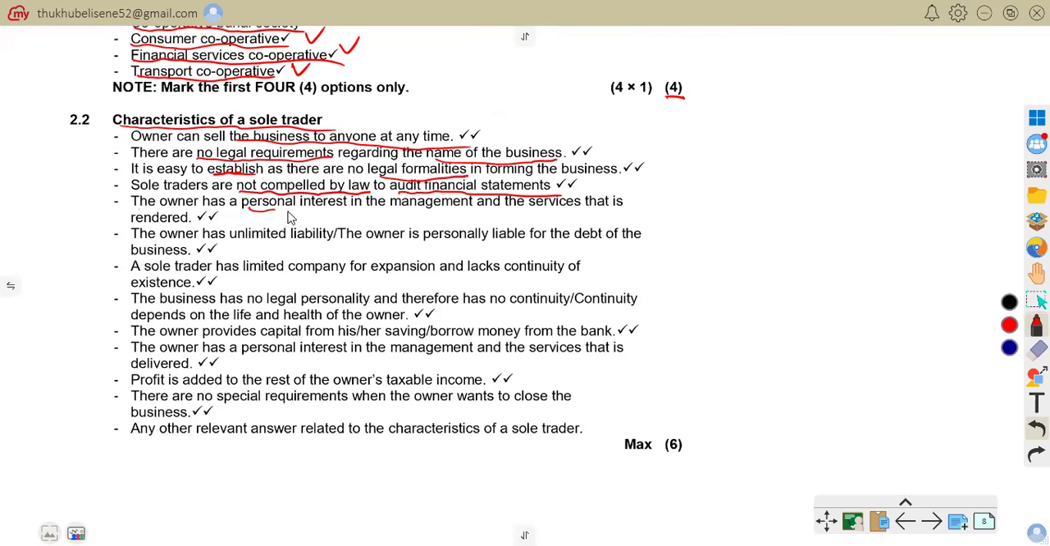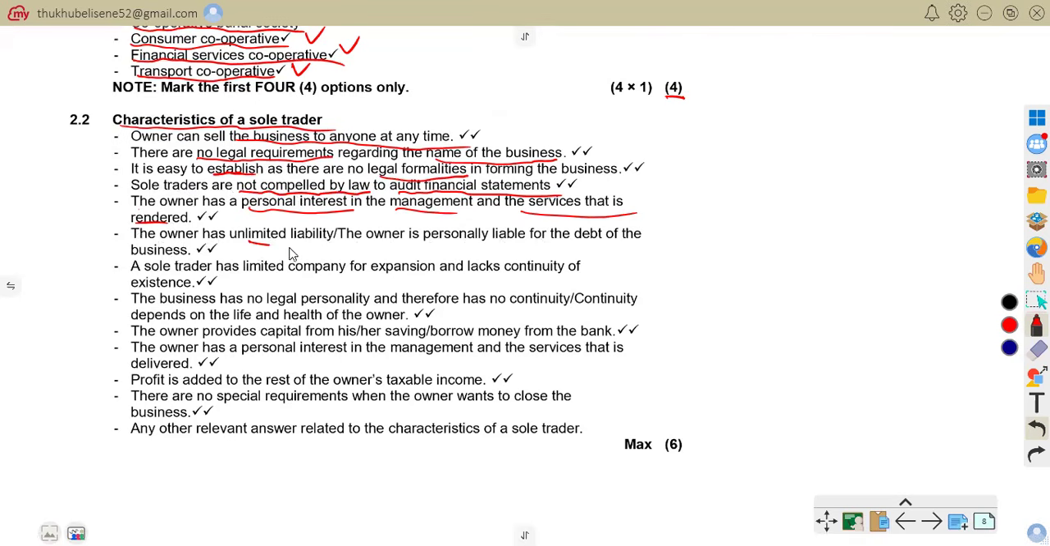The owner has personal interest in the management and the services that are rendered. That is that as well. Where we are talking about personal interest in the management and service that is rendered. The owner has a personal interest.